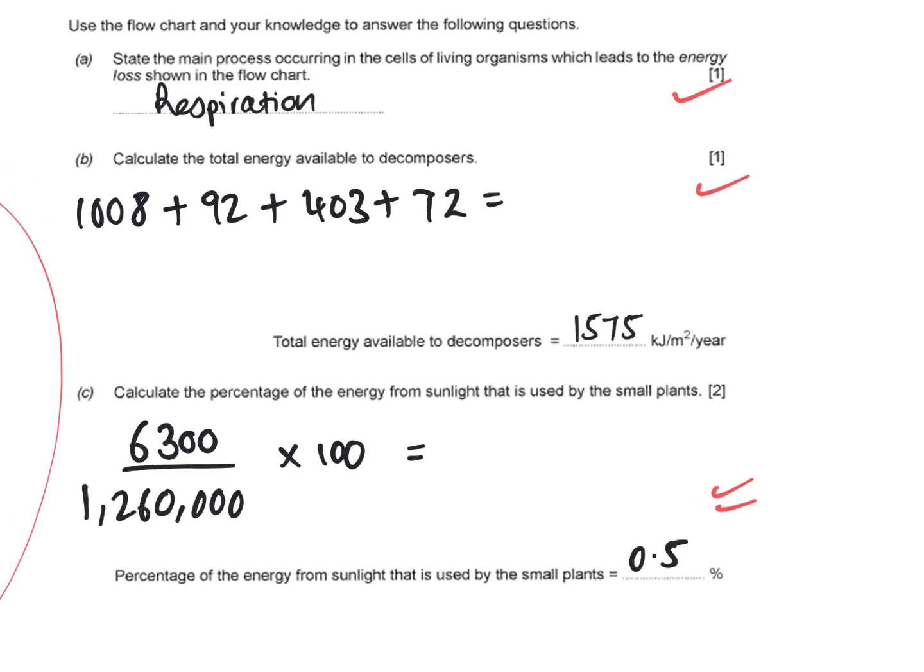So total energy available was 1,575. In part C, calculate the percentage of the energy from sunlight that is used by small plants.